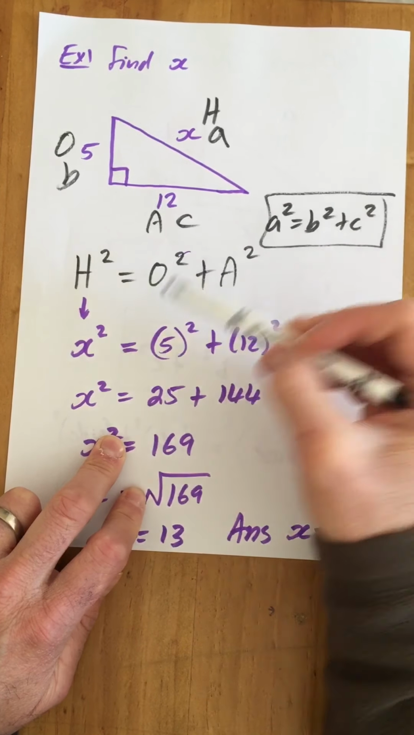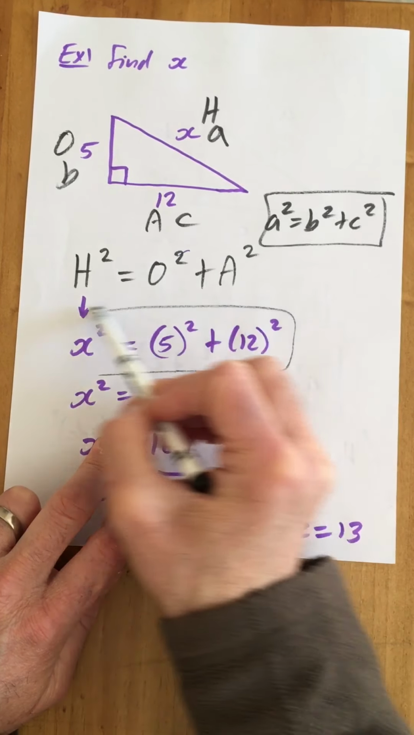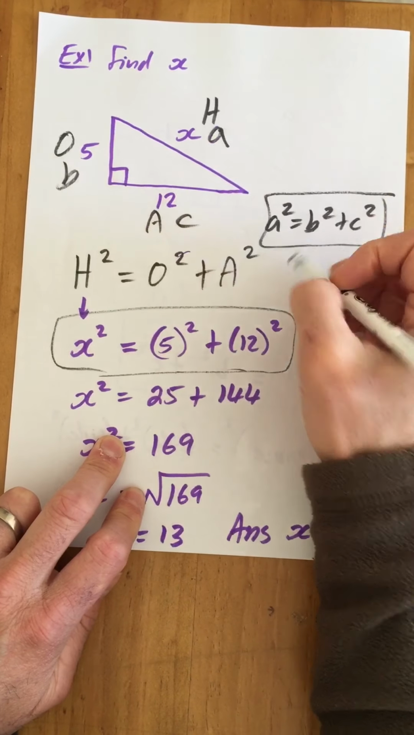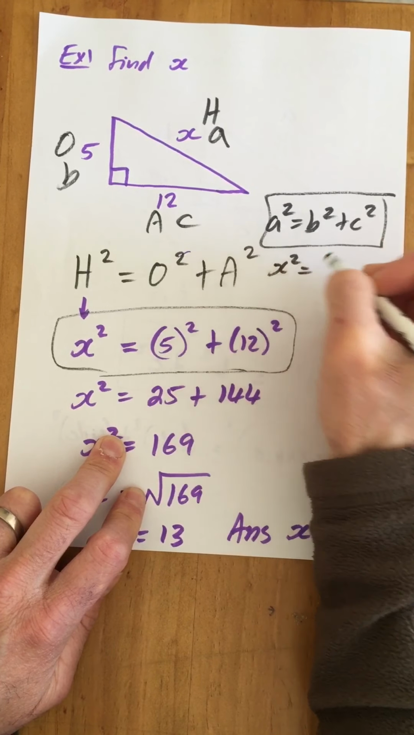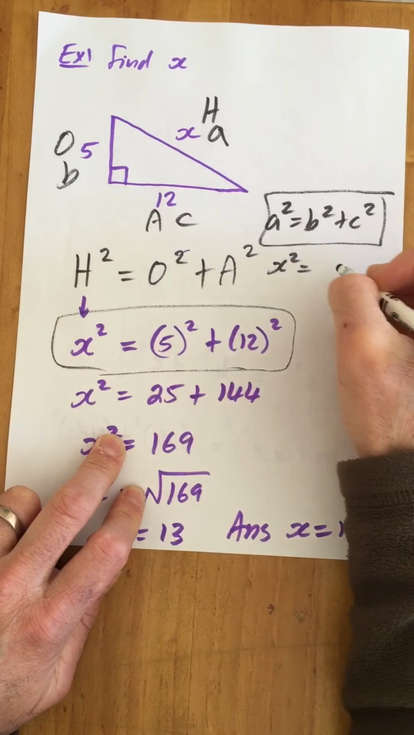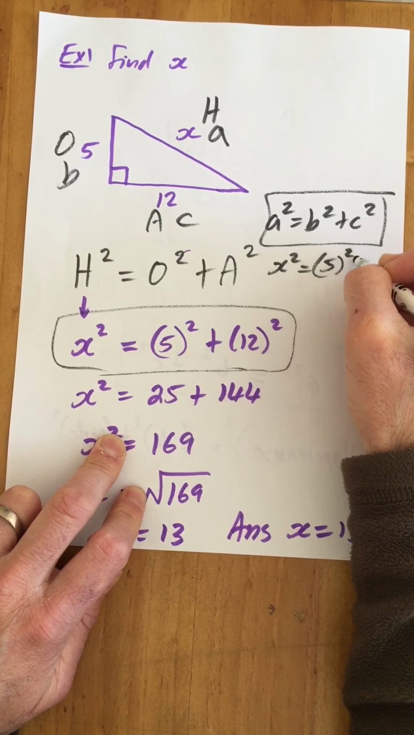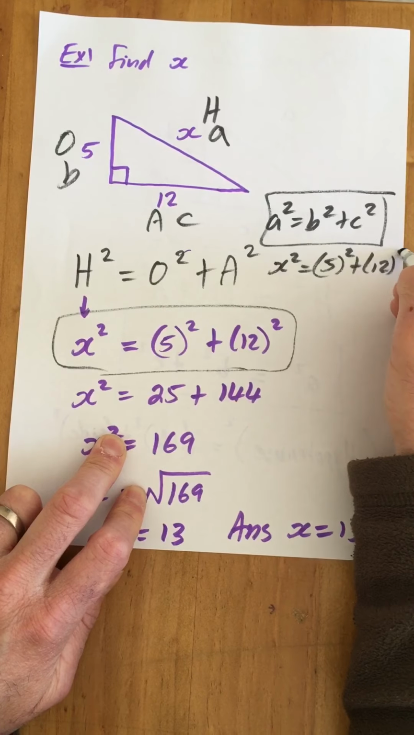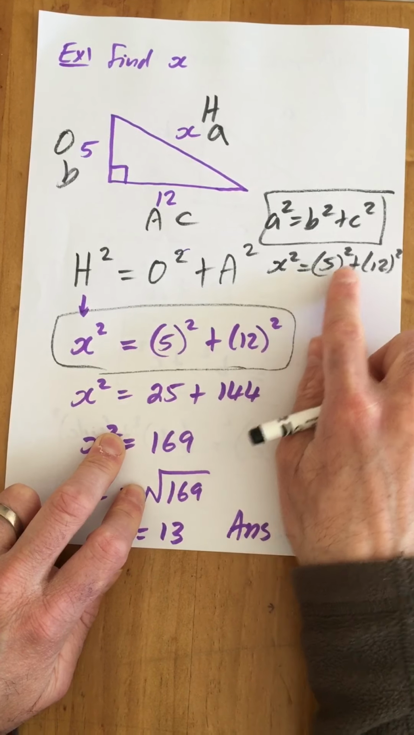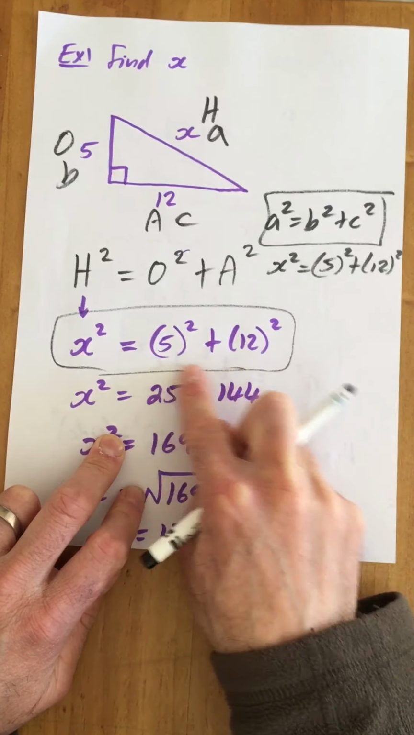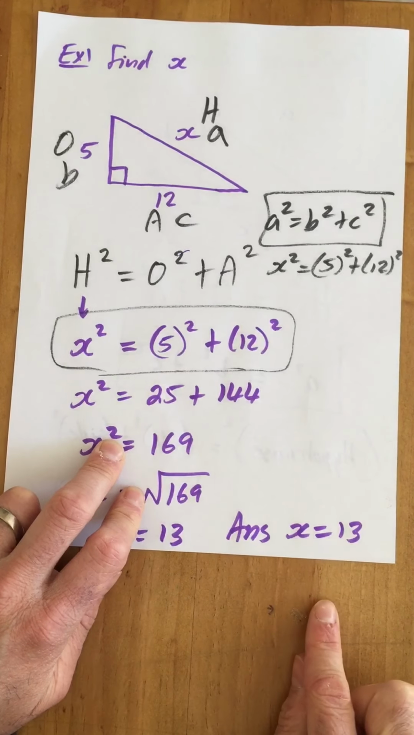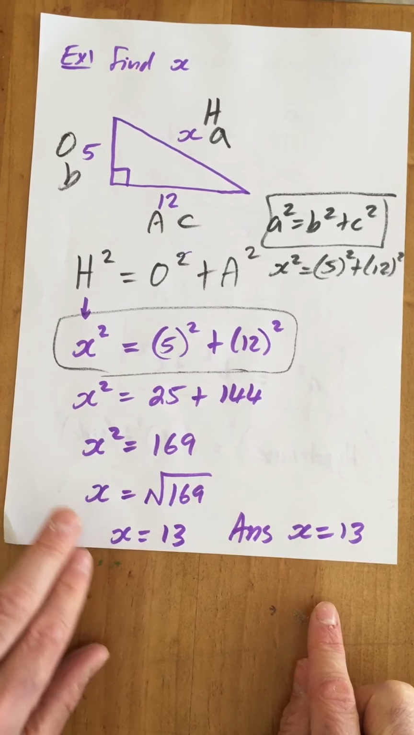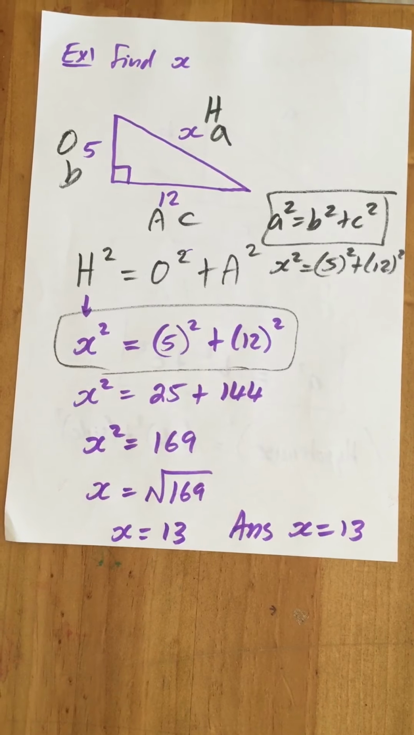And notice you still get the same sum because A is x. So look, you get x squared equals, your B number is 5, so you get 5 squared plus, and the C number is 12, so you get 12 squared. Please note that x squared equals 5 squared plus 12 squared is exactly what we had here. So the sum works out to be the same. The only difference is we called it A in this particular example.